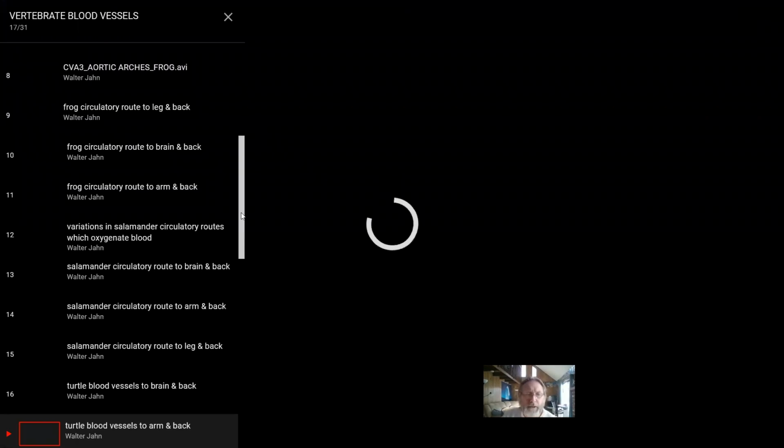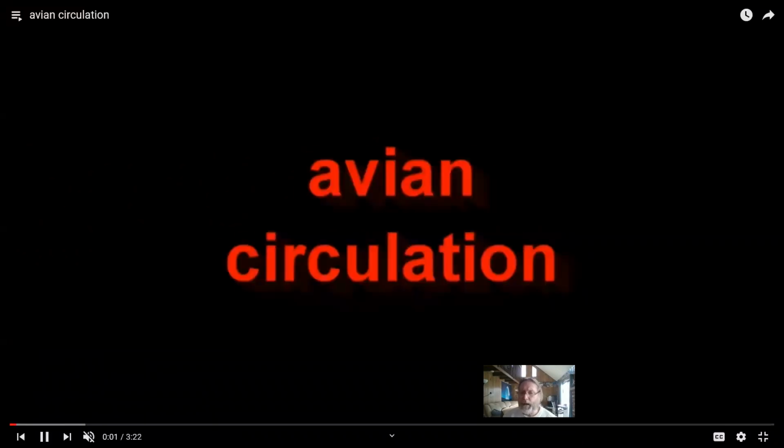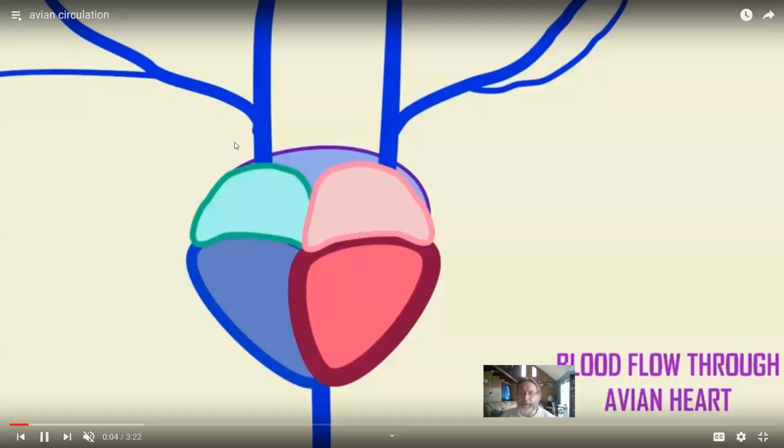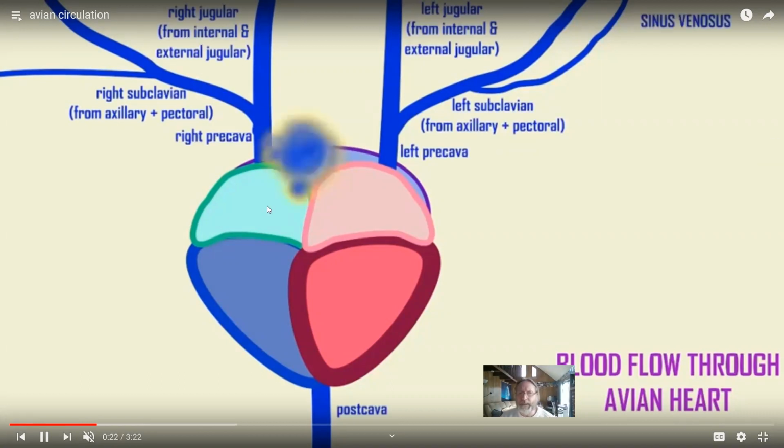Okay. Birds have about the same setup. The one big change in birds is that there is a complete septum between the left and right ventricles. So birds have separate ventricles, just as mammals do. So the deoxygenated blood is coming back from the brain through the jugular veins into the precava, or the anterior vena cava, into the sinus venosus, into the right atrium, into the right ventricle, which is separate from the left ventricle. Once again, there's a complete interventricular septum.